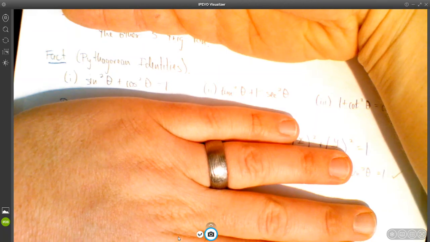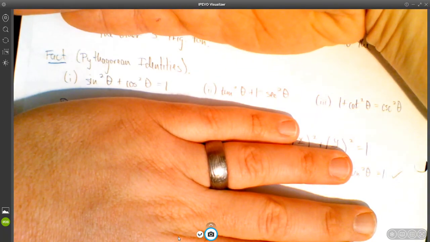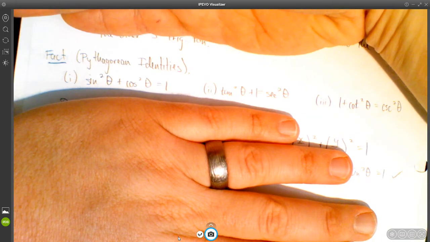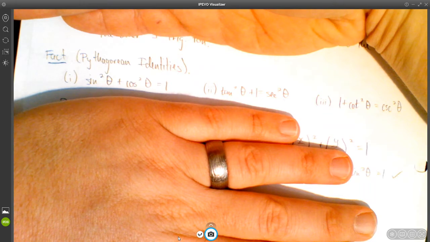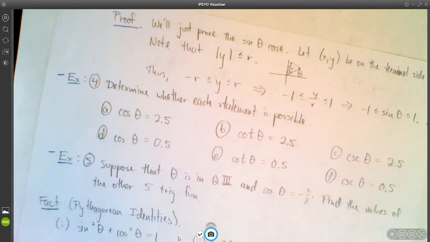So we have three different statements, right? So first of all, sine squared plus cosine squared is 1. Second of all, tangent squared plus 1 is secant squared. And then third of all, 1 plus cotangent squared is cosecant squared. And I'm going to prove at least one of these to you.